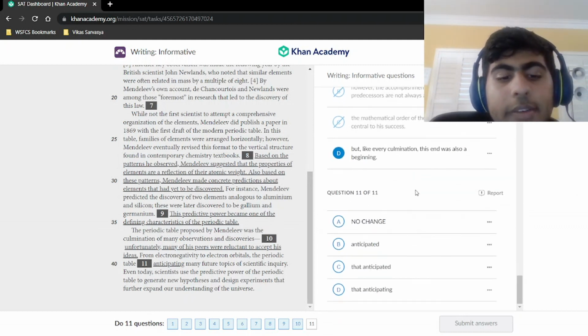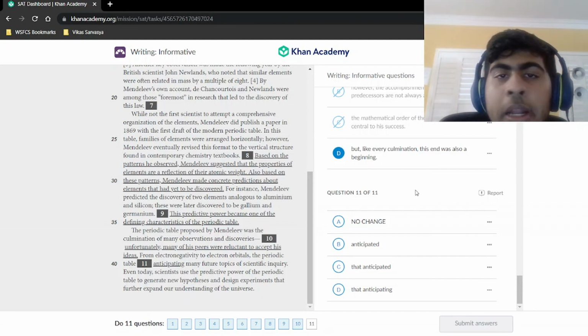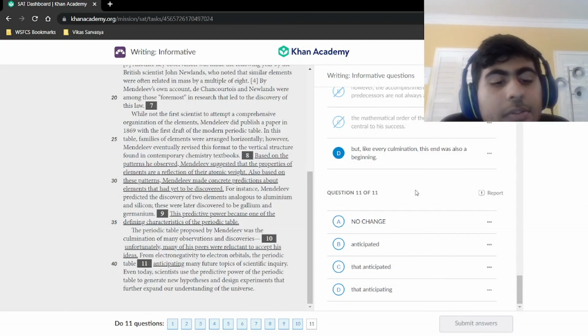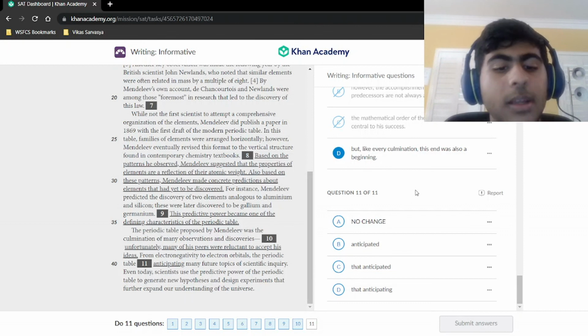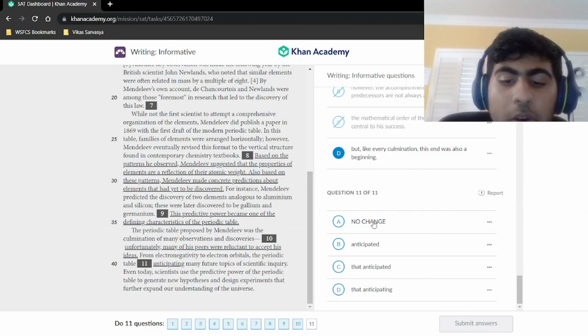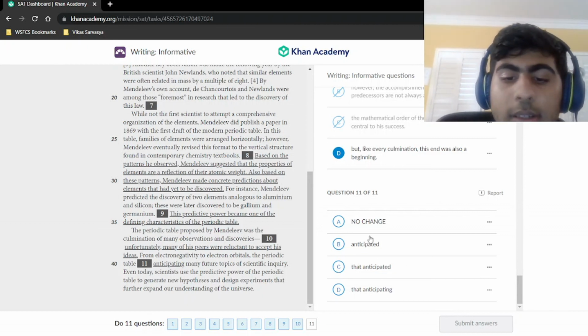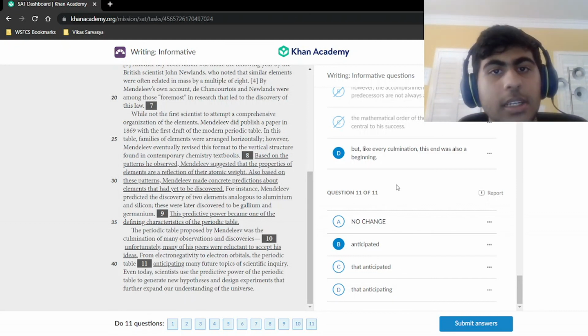From electronegativity to electron orbitals, the periodic table anticipating many future topics of scientific inquiry. So what can we see here? It's not anticipating, that's the wrong tense. Seems to be a kind of past tense. So we can say from electronegativity to electron orbitals, the periodic table anticipated many future topics of scientific inquiry. That works out. So our answer is anticipated. But anticipated or anticipating are also the wrong tense. And our answer is simply anticipated many future topics of scientific inquiry.